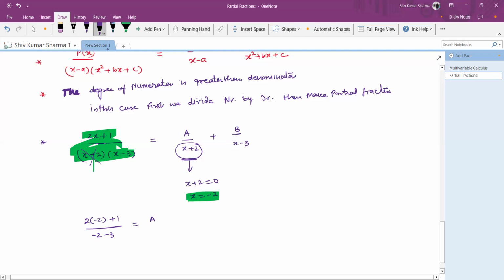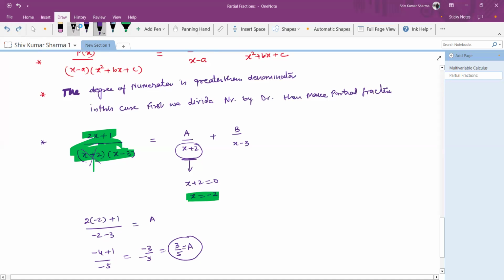This gives us minus 4 plus 1 upon minus 5, which equals minus 3 upon minus 5. So this gives us 3 upon 5. This is the value of a. So 3 upon 5 is the value of a.